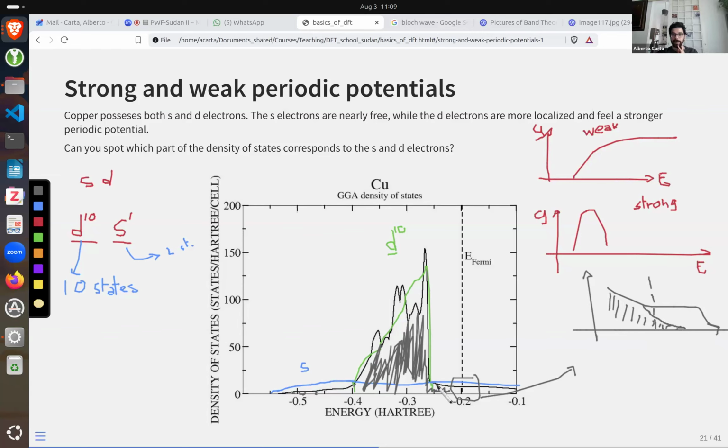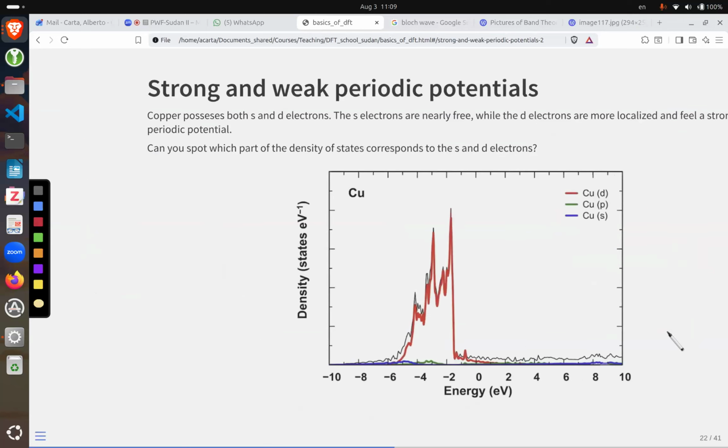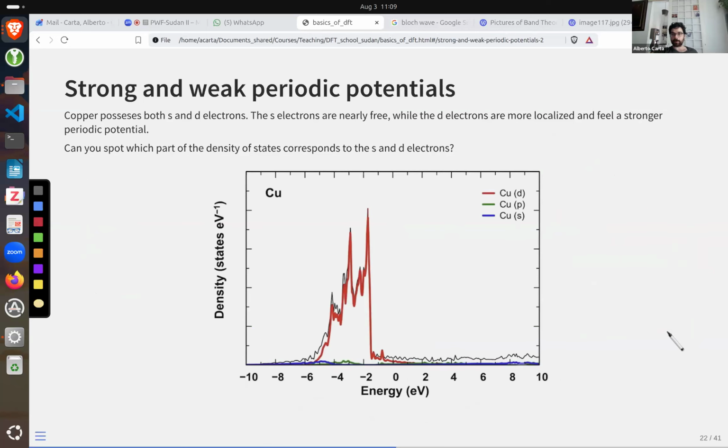If you have temperature 0, it will be 0 after the Fermi level. Exactly, this is what happens. Here, the copper d states are the red ones that you see, and then the s states, and also some small p states, are going to be much more delocalized in the whole system.